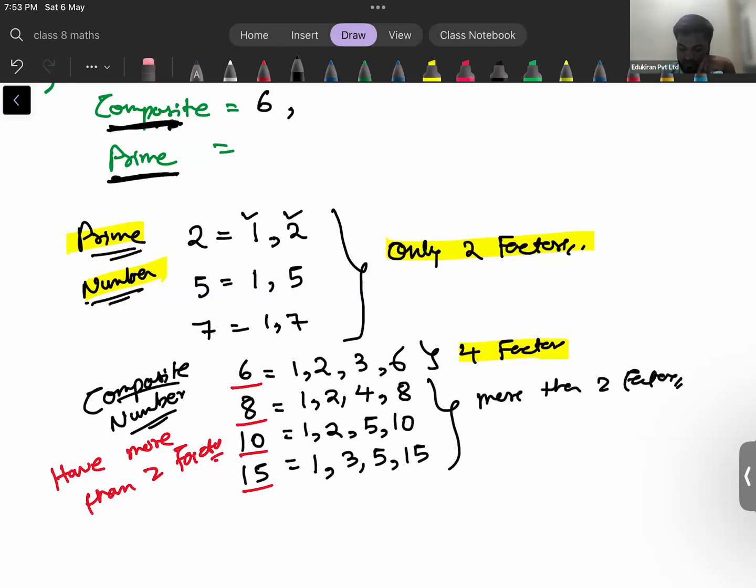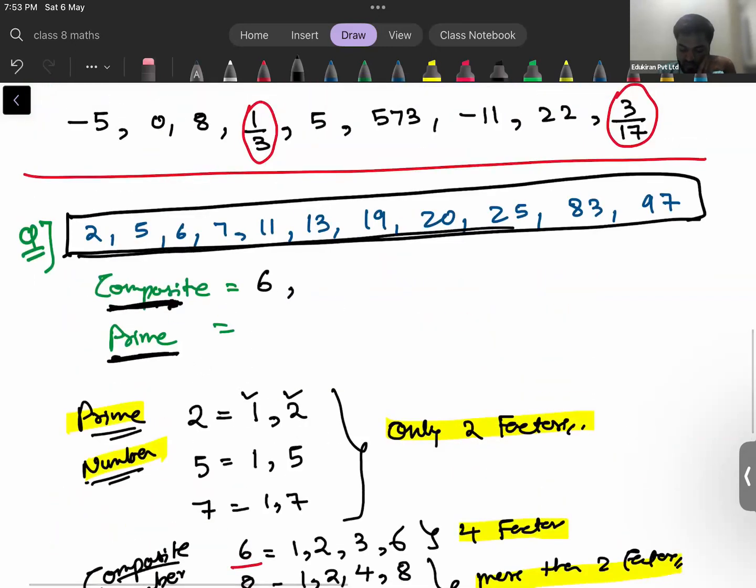Okay, I hope that's clear now, what prime and composite numbers are. So you can easily write down the numbers given here. Composite number, 6 is a composite number, and what else? After 6, which one is a composite number? 20. Yeah, 20 is a composite number.